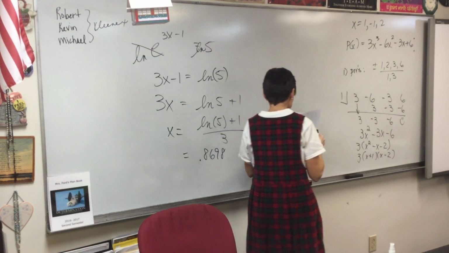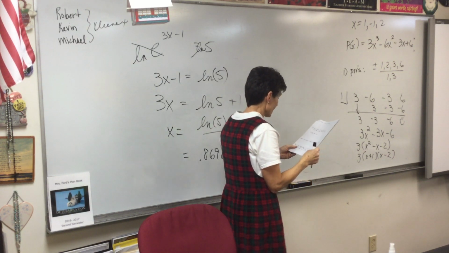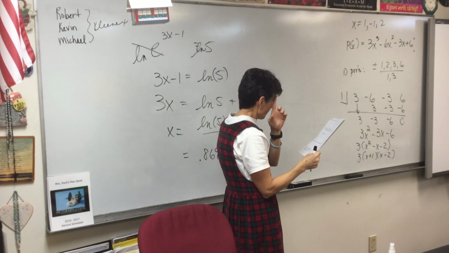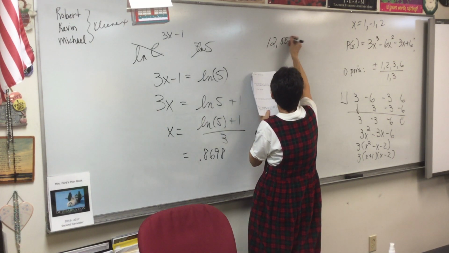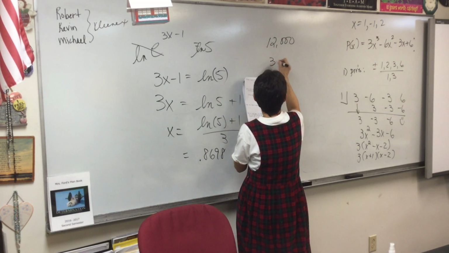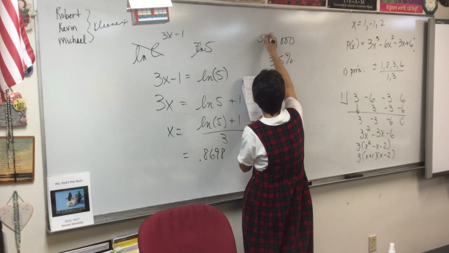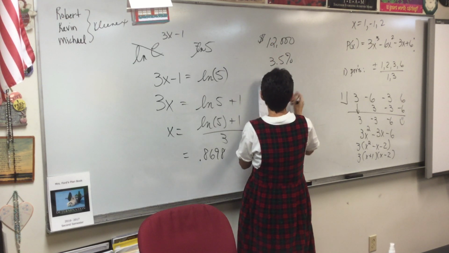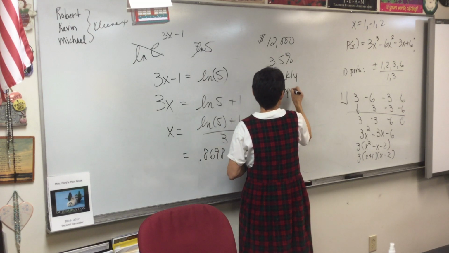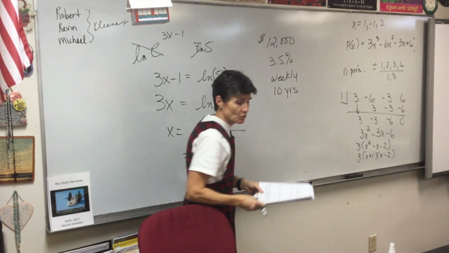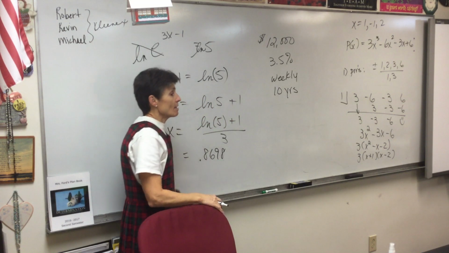Okay, number 23, another calculator problem. To the nearest dollar, how much would you have if you invested $12,000 at 3.5%, compounded weekly, for 10 years? That's the information you need. Well, that and what?